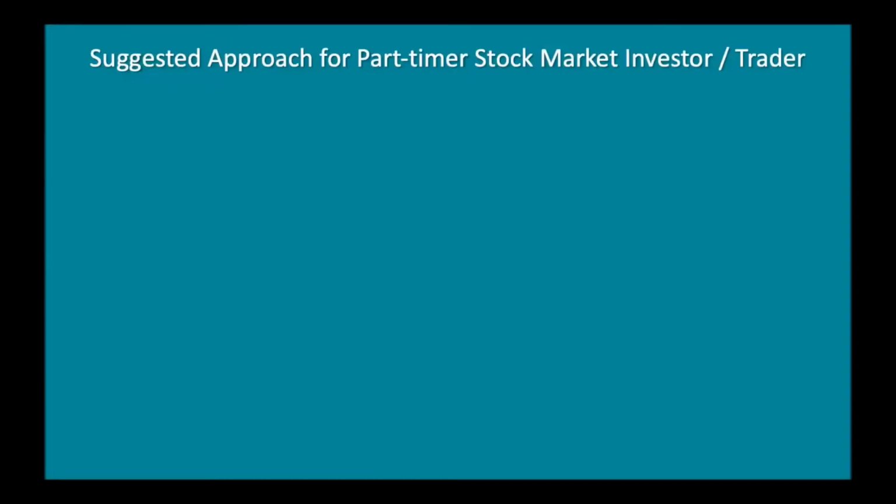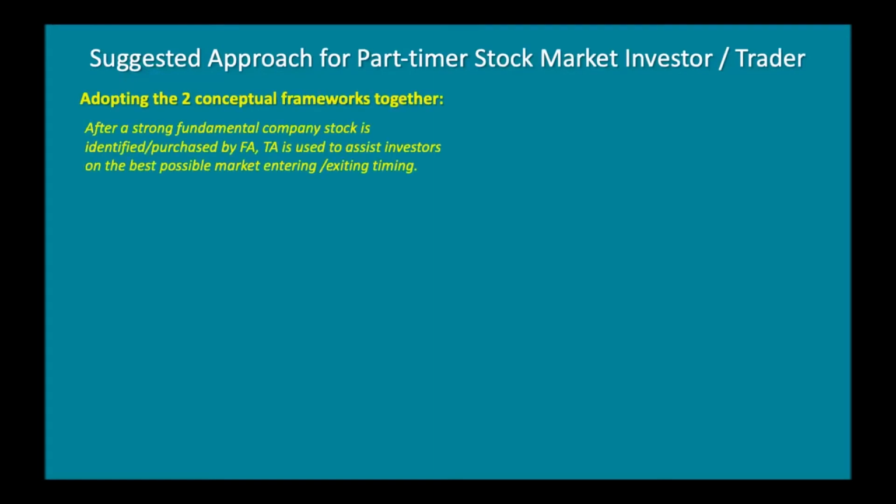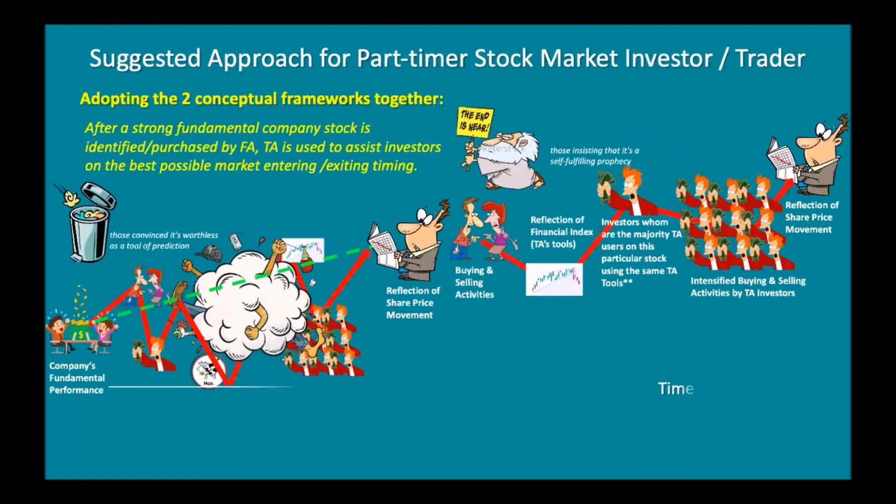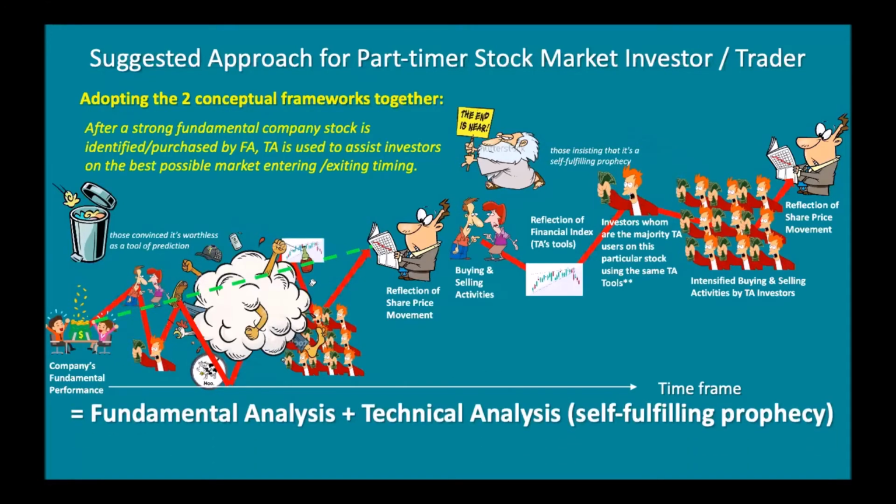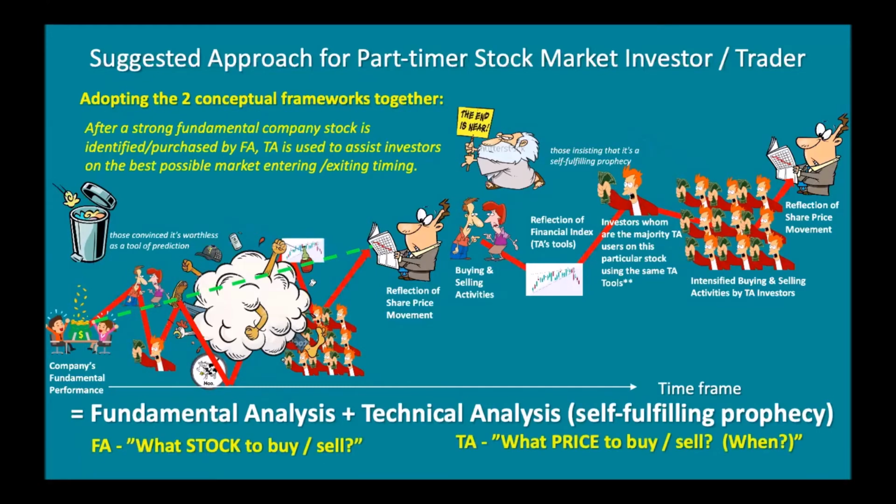So what I suggest is that as part-time stock market investors like us, adopt two conceptual frameworks together. After you get a strong fundamental company, for example, say you find that Top Glove is quite a strong company in terms of fundamental analysis, then you use technical analysis to see when to go in or wait or to sell if you have the stock. So you apply two concepts over the time frame. In short, it's basically using fundamental analysis to know what stock to buy and technical analysis to know what price or when to sell or buy. Okay.